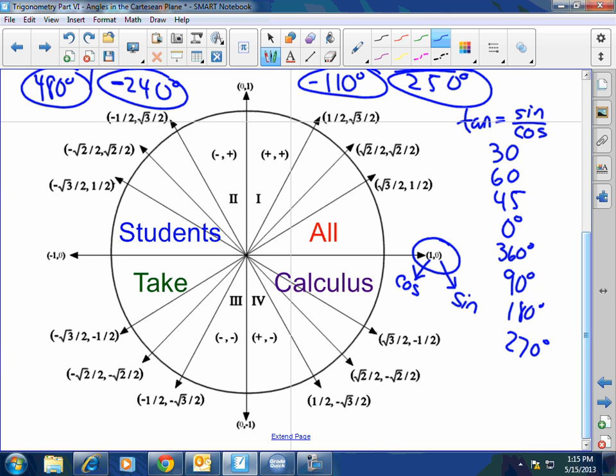Please remember at 90, cosine is 0, sine is 1. Remember that at 180, cosine is negative 1, and sine is 0. And please remember that at 270, cosine is 0, and sine is negative 1. Now, do you have to memorize that, or can you just draw the little circle like I taught you? You could draw a little circle. Now, let's look at all of this stuff here, guys.